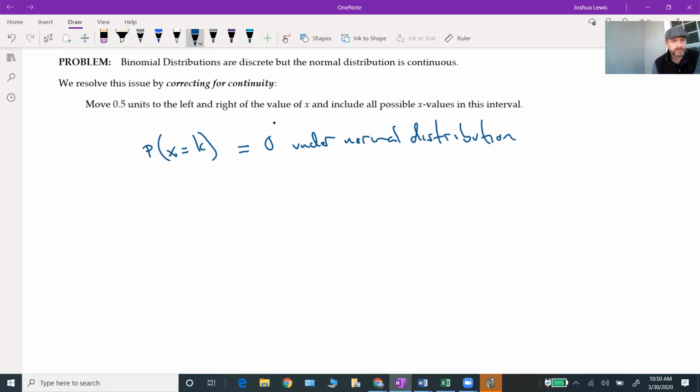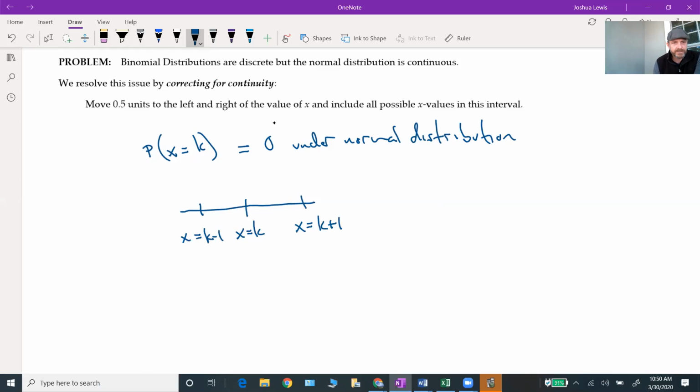So what do we do here? Well, here's the solution. Here's x equals k. Up here is the next possible value of the random variable. Again, remember, x is discrete. So after k, the next possibility is k plus 1. Just before k, the value would be k minus 1.